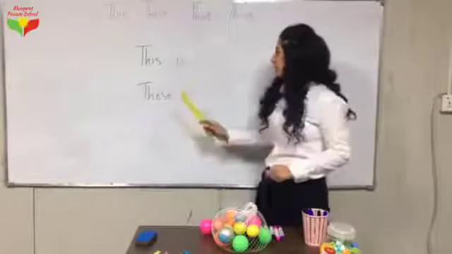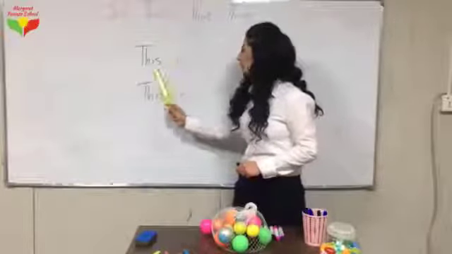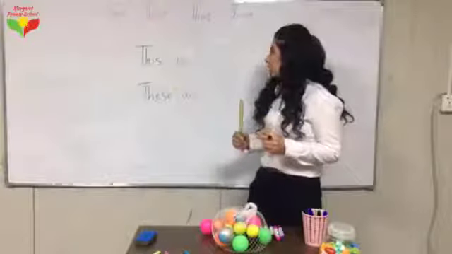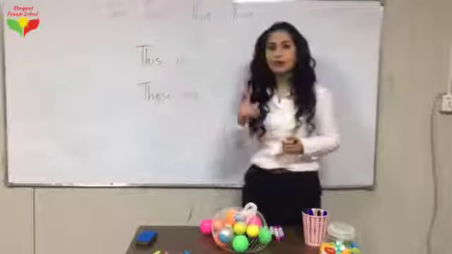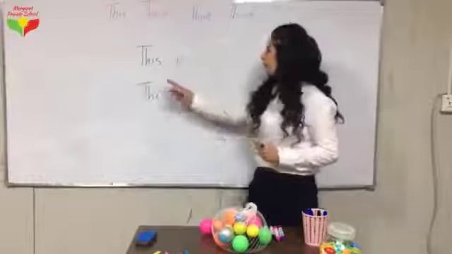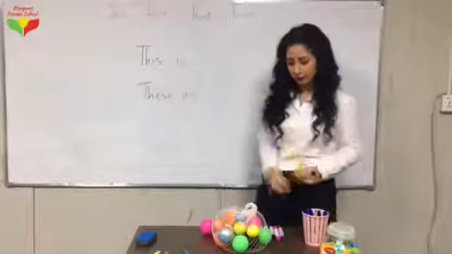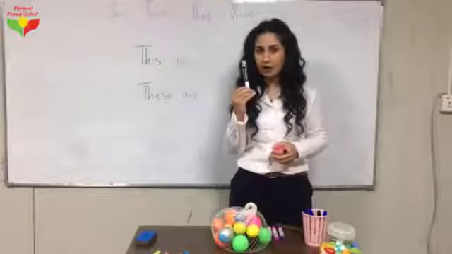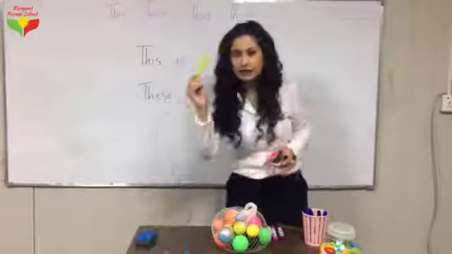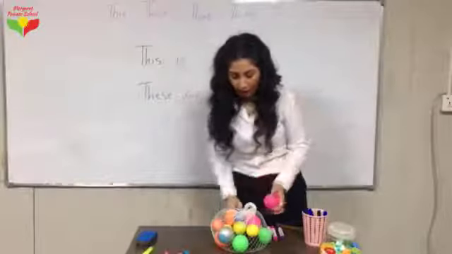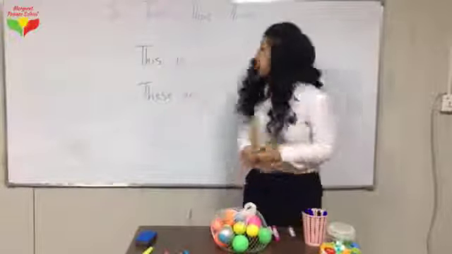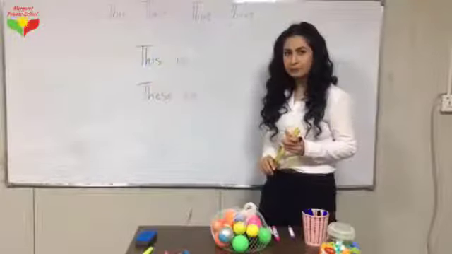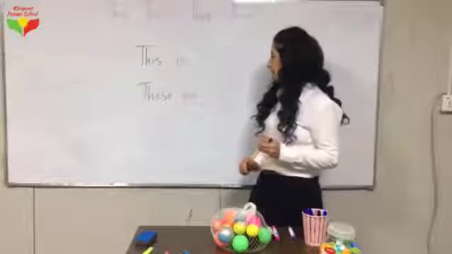Okay, look. This means Emma. We use this to talk about only one thing. For example, this is my ball. This is my marker. This is my scissor. So we have to use is with this because it is singular. This is singular, okay? Now let's talk about these.